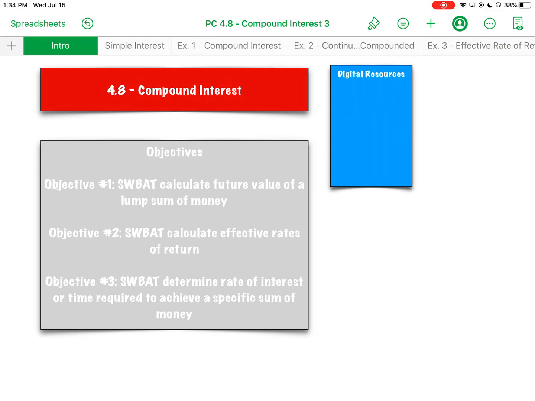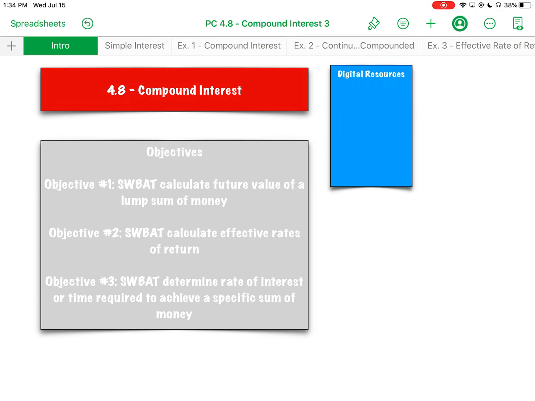All right, we're here in section 4.8. You can see we're going to look at compound interest, which will give us some nice applications to the exponential and logarithmic functions that we've been working with, okay? And what better application than money, right?